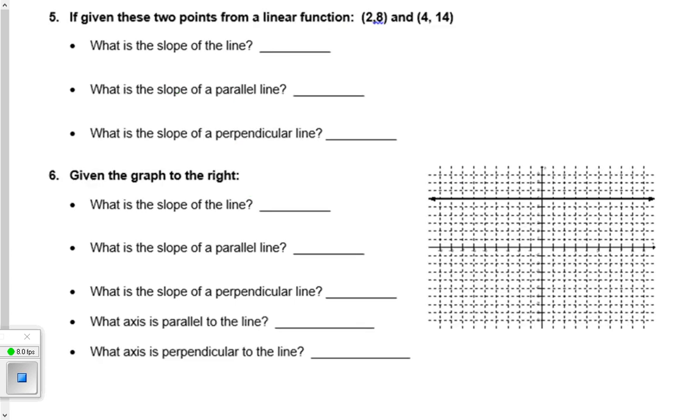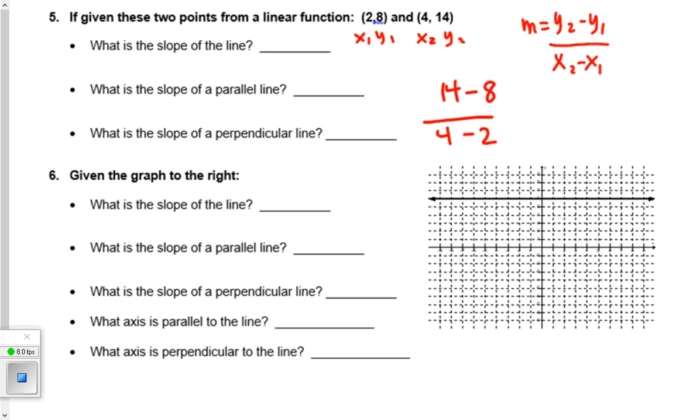Okay? Now 2 points. This gives us a chance to review yesterday's lesson, right? x1, y1, and x2, y2. My slope formula is y2 minus y1 over x2 minus x1. So y2 would be 14 minus 8 over 4 minus 2. So that gives me 6/2, overall slope of 3.